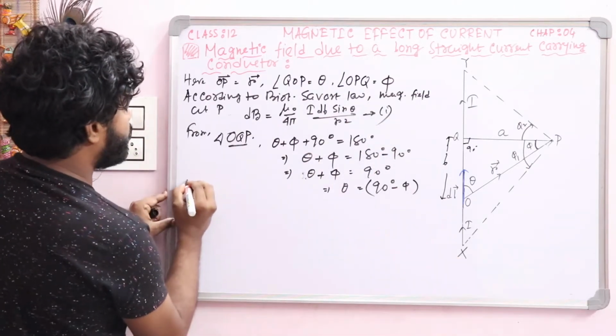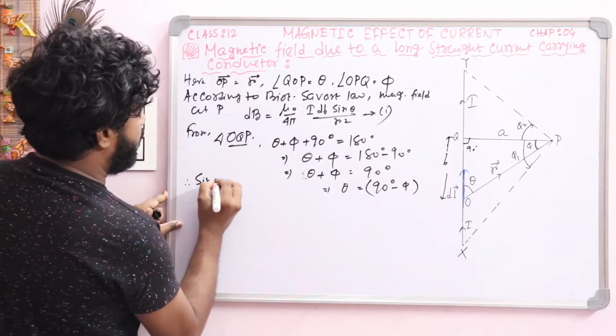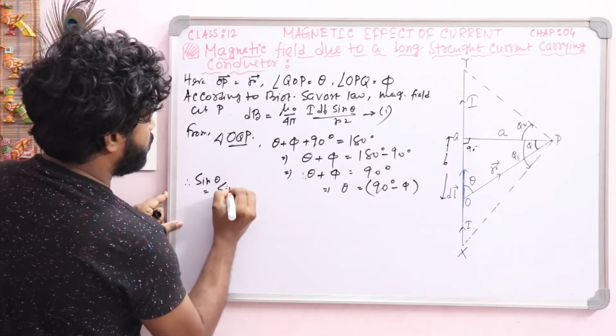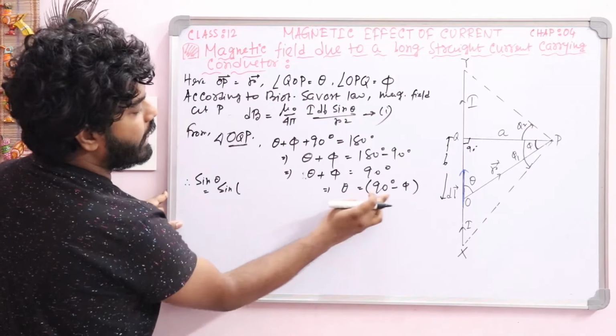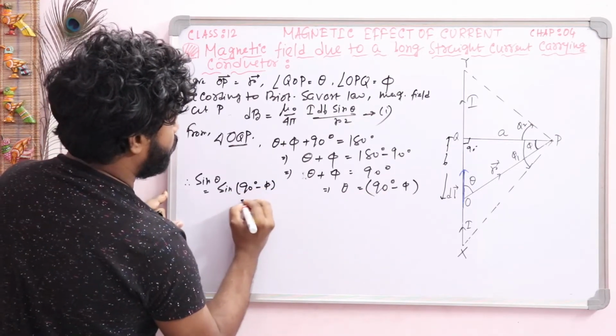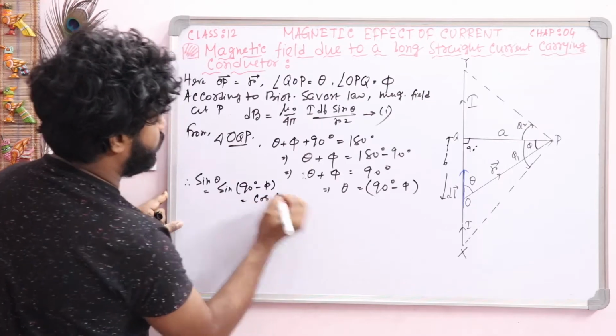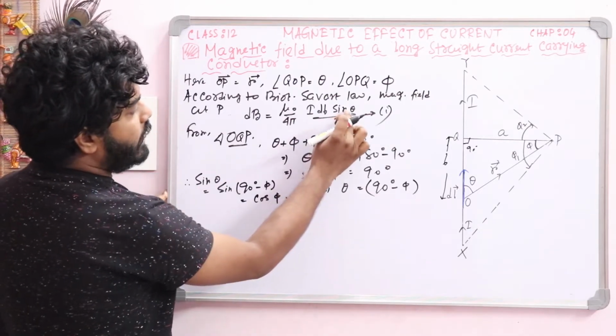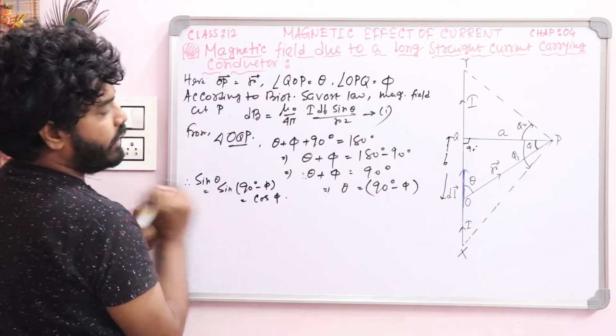Now what will be the value of sin theta? For sin theta, in the place of theta you write 90 minus phi, so sin of 90 minus phi will be cos phi. So in the place of sin theta you will put cos phi.